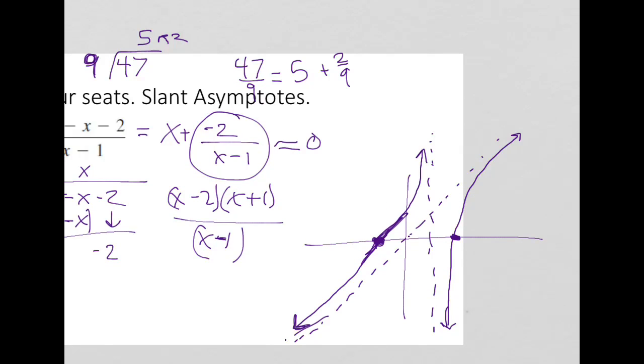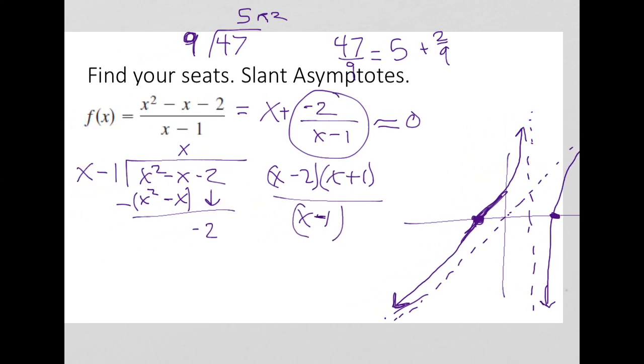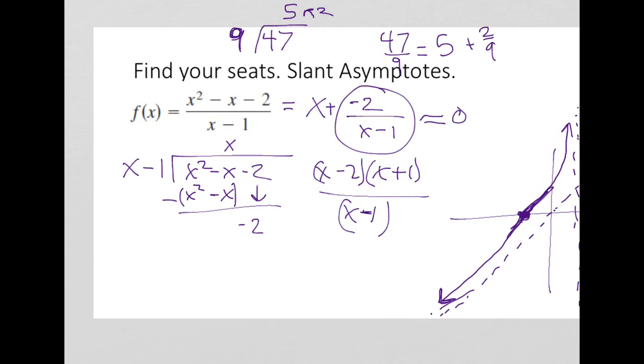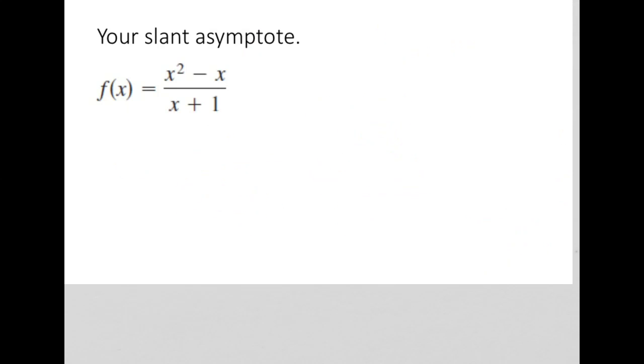And I'm sorry, I forgot to mention, a slant asymptote is always going to occur when the degree of your numerator is exactly 1 more than the degree of your denominator. You end up with that slant asymptote because if you think about it, you're going to end up with a linear term there. So let's look at another one.